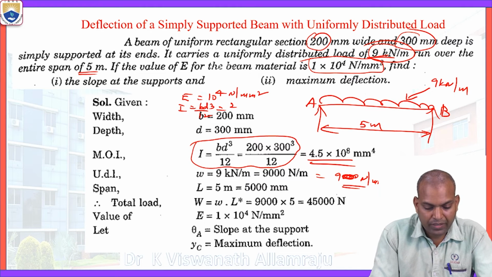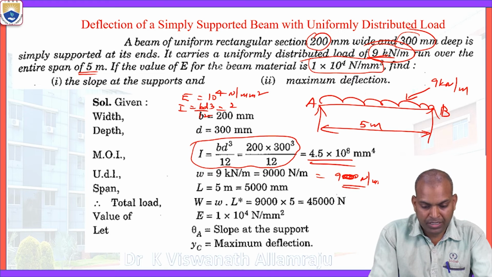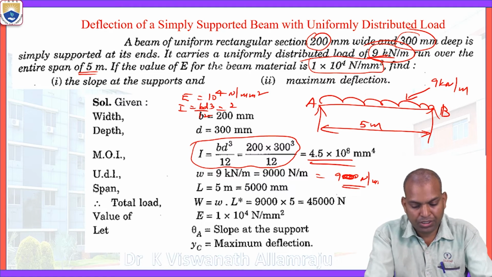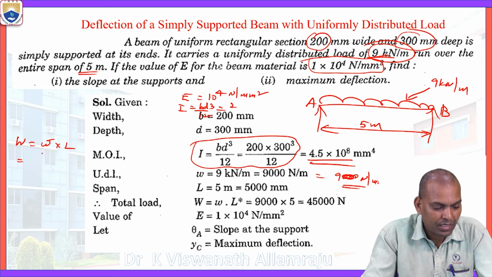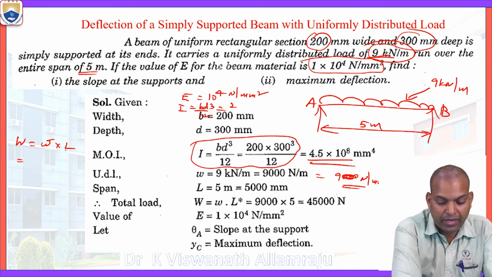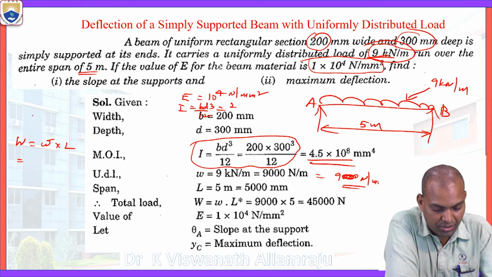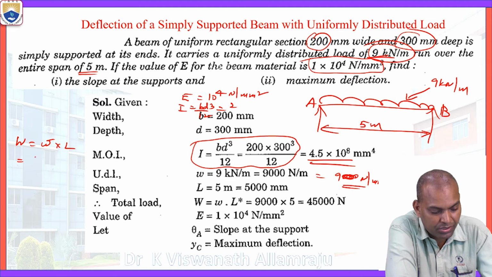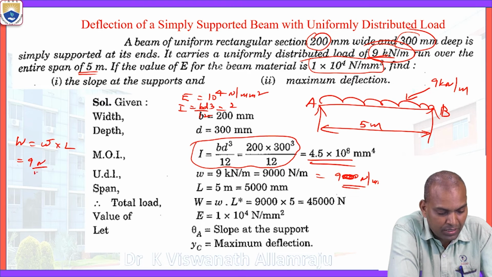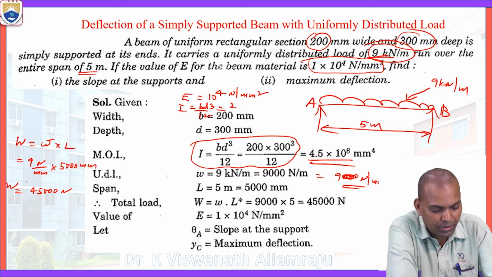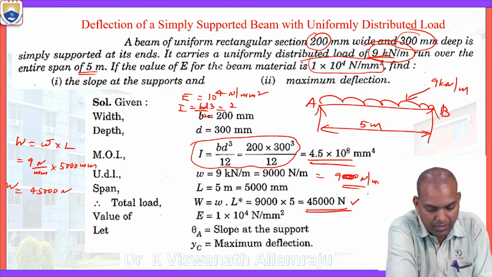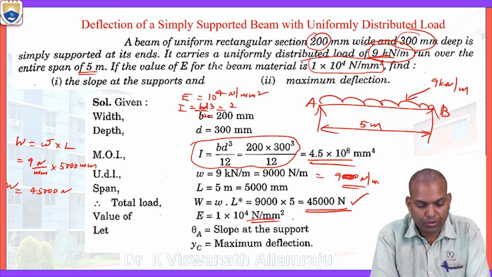Now, what is the total load? Small w times L. What is the span? That is 5 meters, that means 5000 millimeters. L equal to 5000 millimeters. So, 9 Newton per millimeter times 5000 millimeters. That is 45,000 newtons, W. E value we know, calculated.